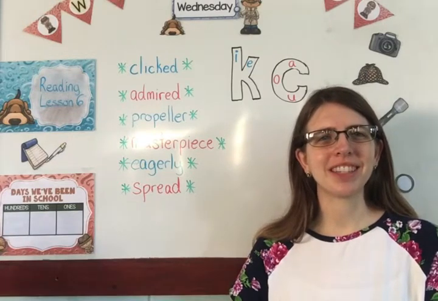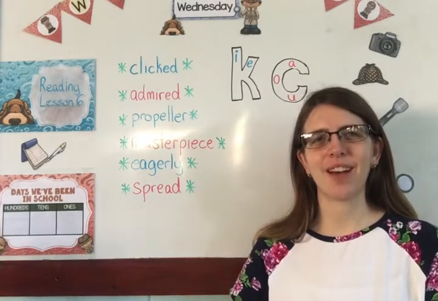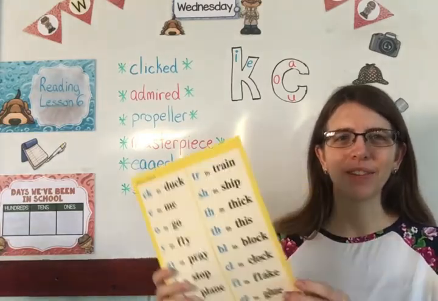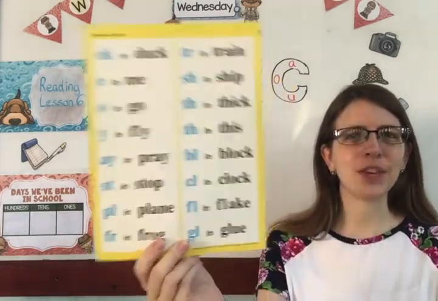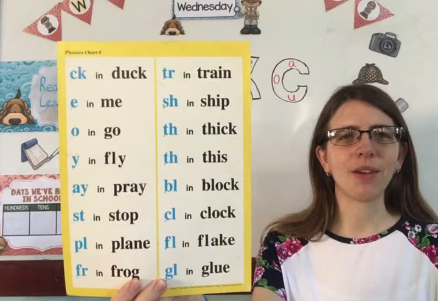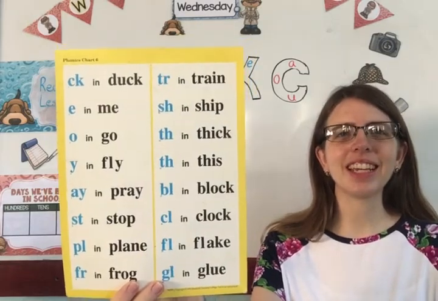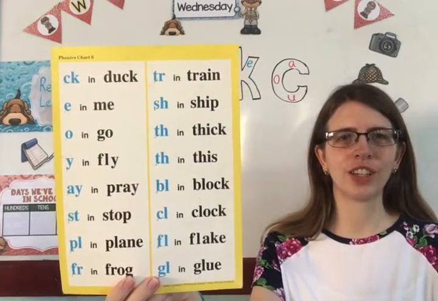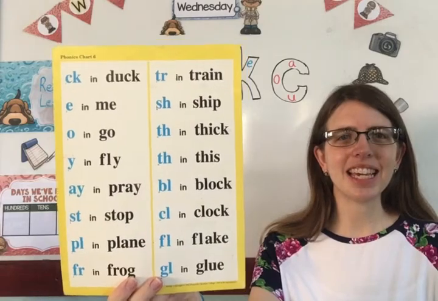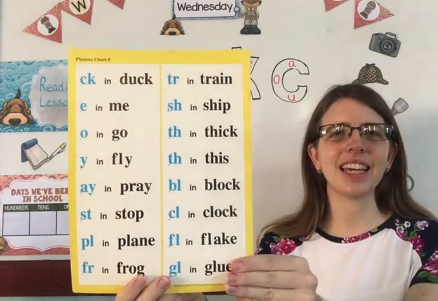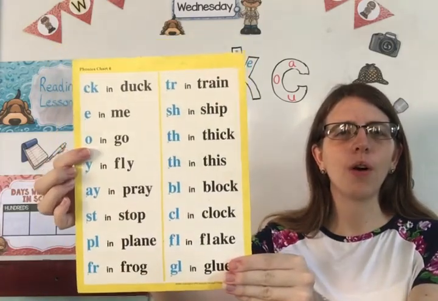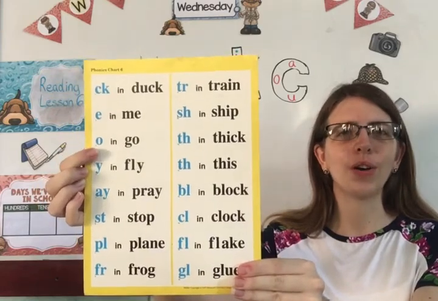We are going to be starting with our special sounds on chart 6. So we're going to read these over together to review them. We'll start with k in duck, C-K, k, k, k. E in me, E, E. O in go, O, O.